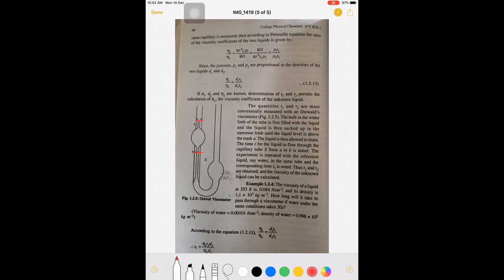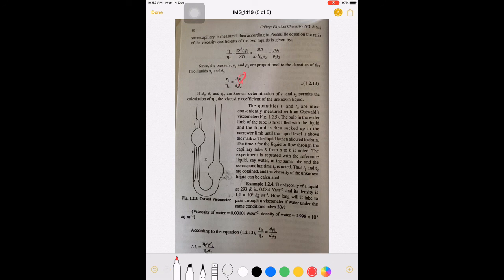The experiment is repeated with a reference liquid. Say water is the reference liquid. So we calculate the rate of flow of water also in the same tube, and it is noted as T2. T1 is the time of flow of the liquid, and T2 is the time of flow of the reference liquid, that is water. By use of these values we can calculate.